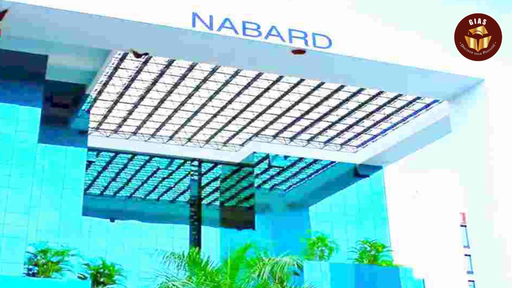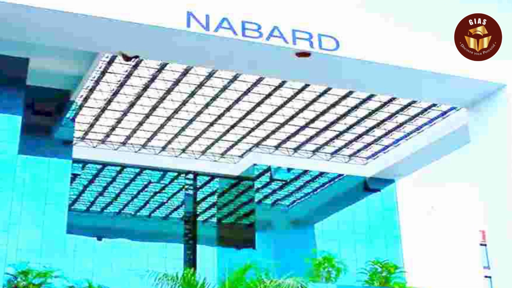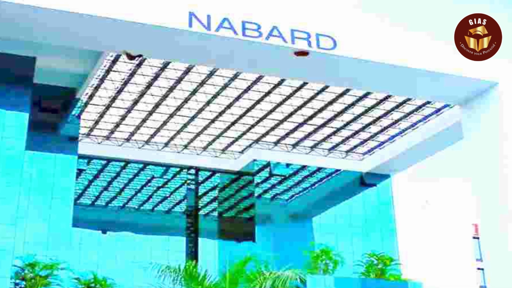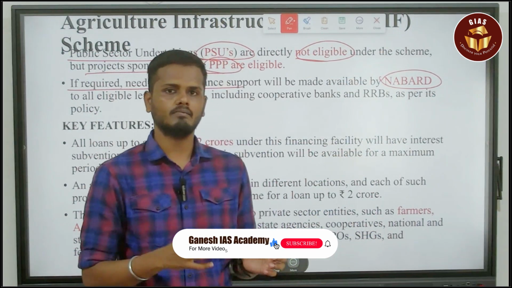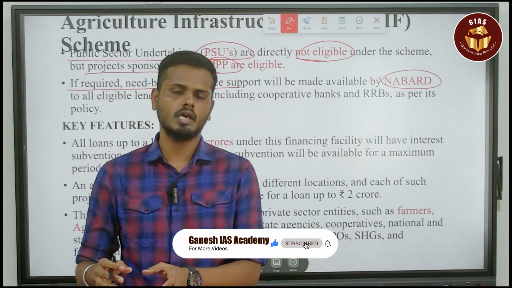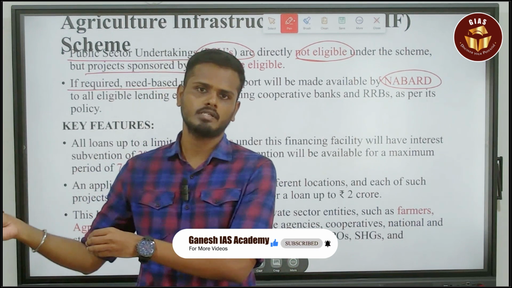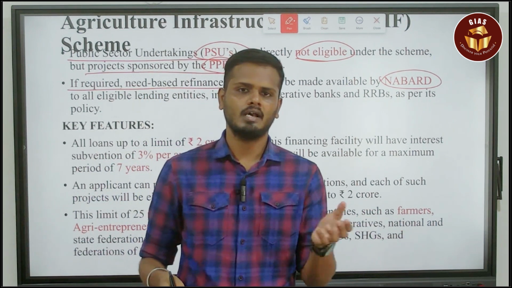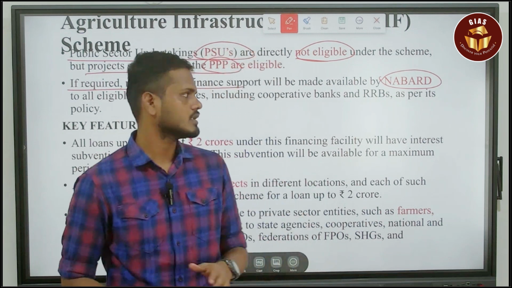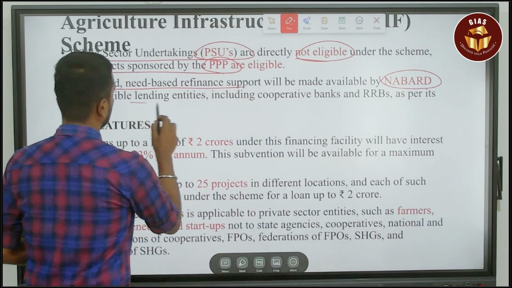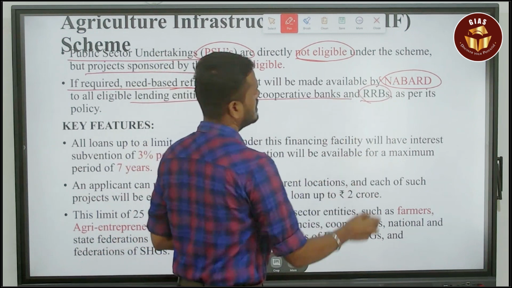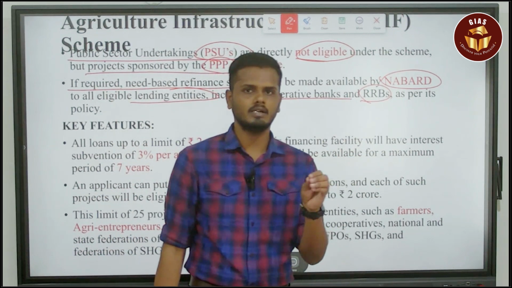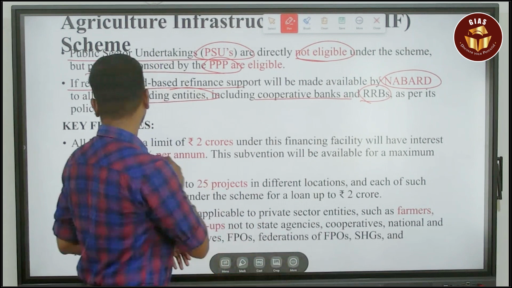If some cooperative banks don't have enough money for the funding, then they can ask for the money from NABARD, and NABARD can provide financial support to those commercial banks as well as the other regional rural banks also. Legal lending entities including cooperative banks and regional rural banks, as per its policy.